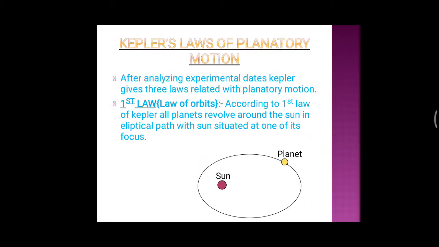But by doing further studies, Kepler stated that the orbits are having elliptical shape and the sun is situated at one of the foci of that ellipse.